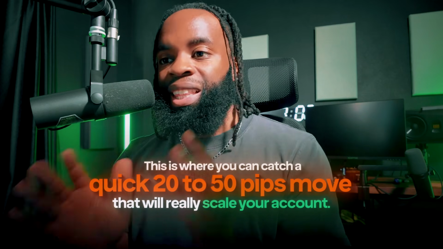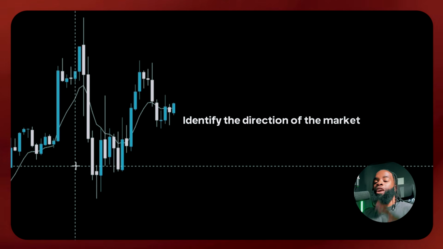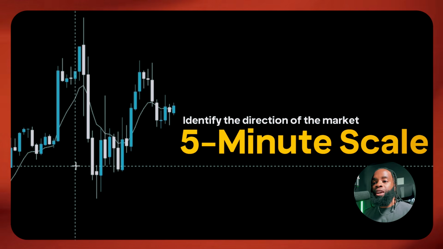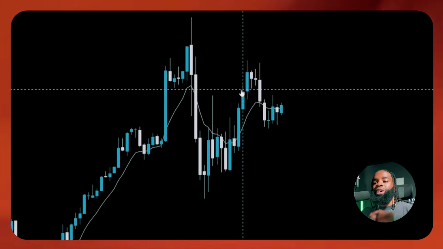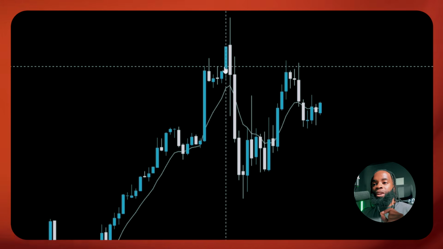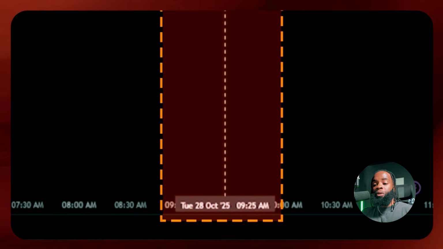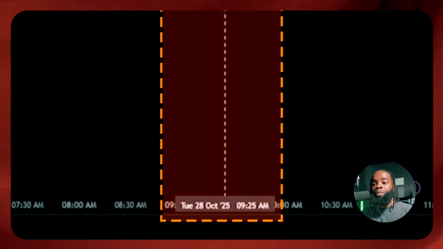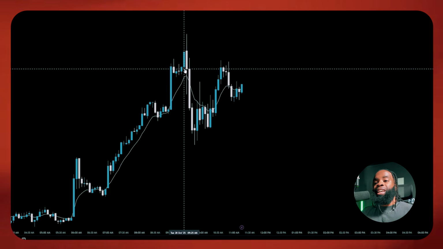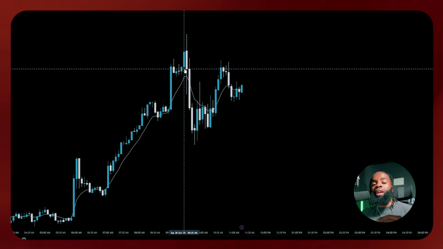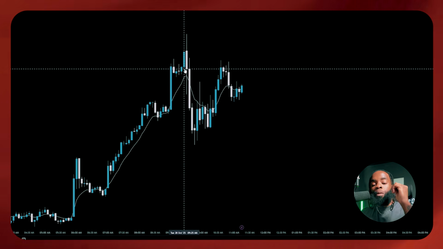How you would do this is like this. You want to identify the direction of where the market is going, and this can be done on a 5-minute scale. So when we were looking at this move, we were here right about 9:25 a.m. As you see in the bottom, if you don't see it, it's saying 9:25 a.m. So that being said, my mindset is set on where is the support, where is the resistance, or where is the key level, the POI level that market is going to hit first and then do its big move.